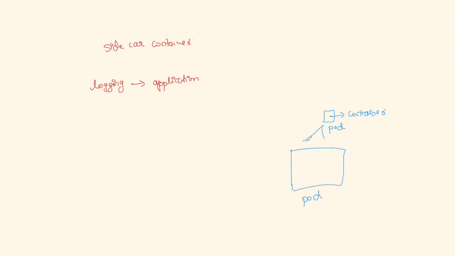Just a minute ago, I explained the concept of logging. Logging is a part of application. So we will take a small example now. Let us assume we have a pod. This pod can have containers. So let us zoom in. I have just zoomed in, okay? And we will have container 1, container 2, container 3. We can have multiple containers here.